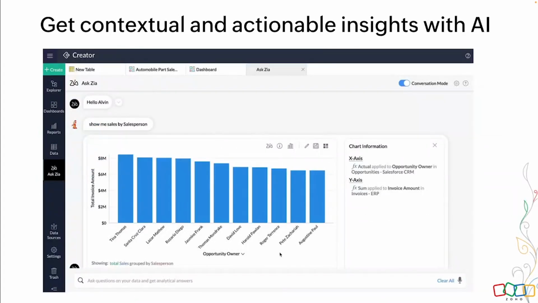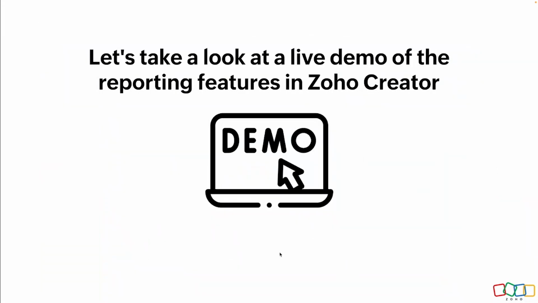And you even have this contextual and actionable insights with AI. Basically, you speak and you can pull out information and reports from the system, or you can just key in some information, which we'll be taking a look at how we can do all of this during a live demo as well. So we're going to take a look at the live demo now of the reporting features, firstly within Zoho Creator, and then we'll go into the BI and analytical solution as well.